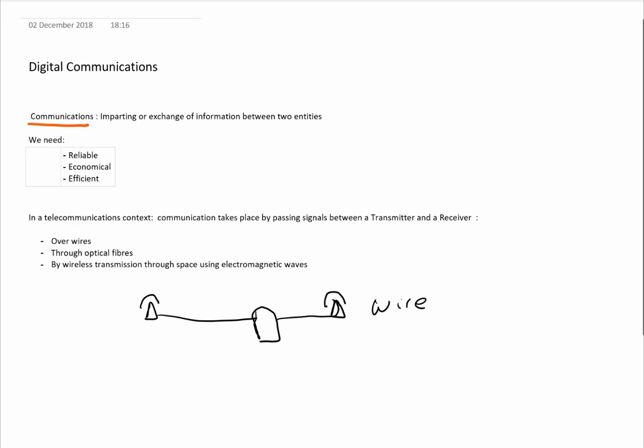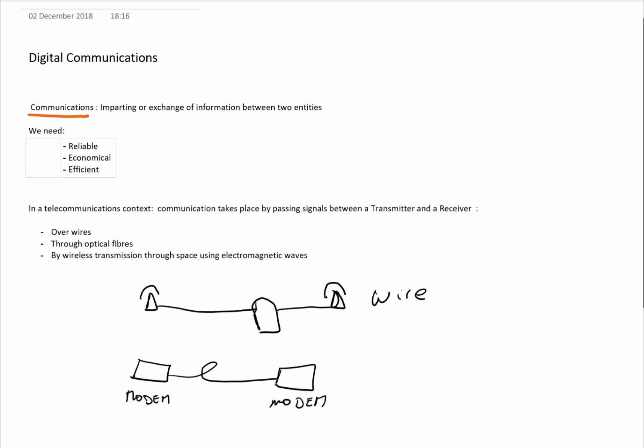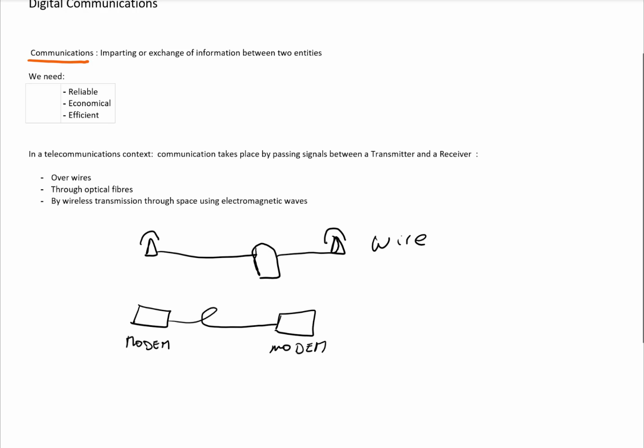The other way to do this could be through optical fibers. We would need a modem connected via fiber to another modem. And the last option could be wireless communications, for example, a cellular communication, where we have a tower which will be transmitting signals over the air through electromagnetic waves towards a receiver.